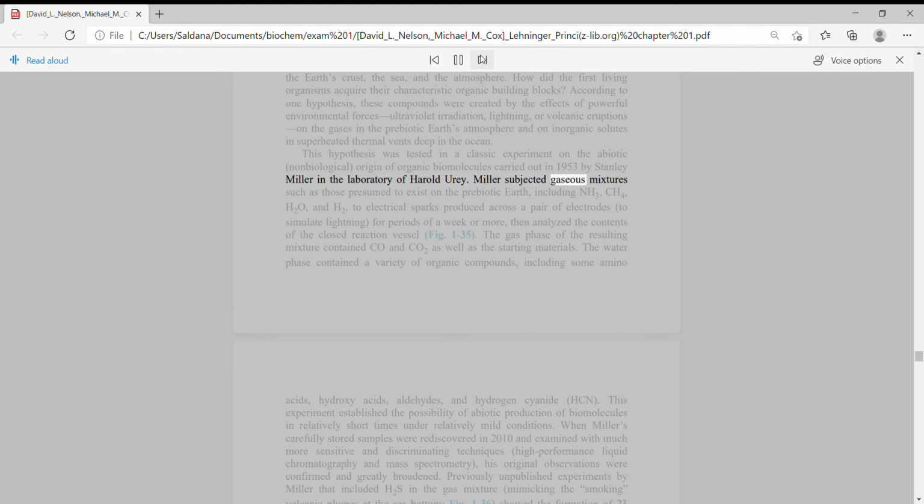Miller subjected gaseous mixtures, such as those presumed to exist on the prebiotic Earth, including NH3, CH4, H2O and H2, to electrical sparks produced across a pair of electrodes, to simulate lightning, for periods of a week or more, then analyzed the contents of the closed reaction vessel, Fig. 1-35. The gas phase of the resulting mixture contained CO and CO2, as well as the starting materials. The water phase contained a variety of organic compounds, including some amino acids, hydroxy acids, aldehydes, and hydrogen cyanide, HCN.